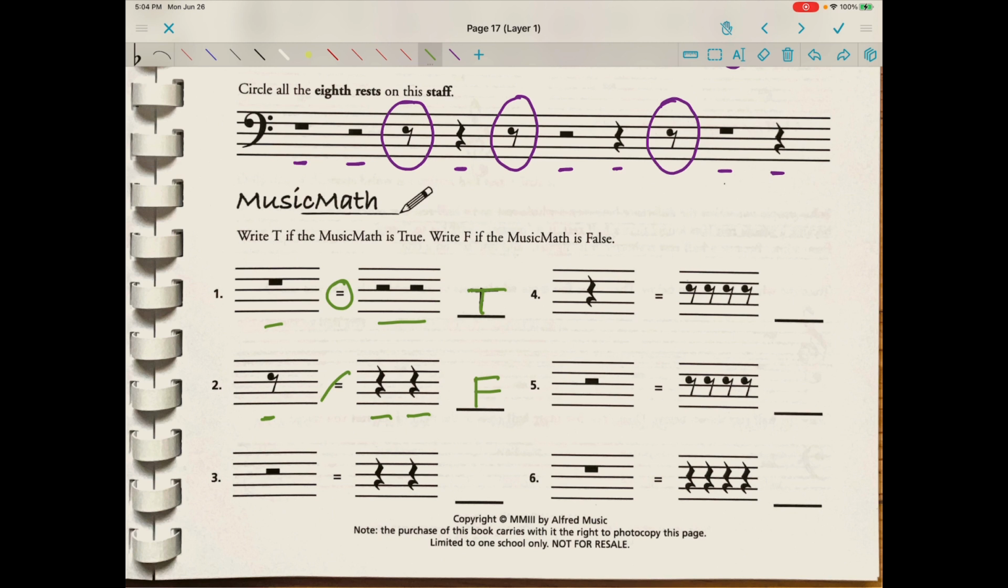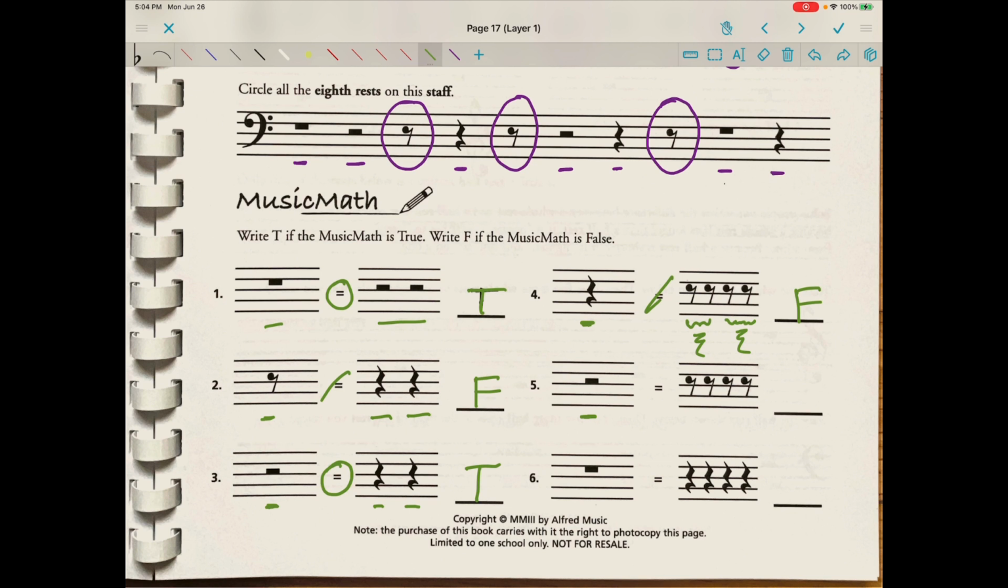All right, so number 3, a half rest, notice it's lighter, it's sitting on line 3, is equivalent to 2 quarter rests. Well, yes, it would be, right? So true. And then a quarter rest is equal to 4 8th rests. Well, let's see here. 2 of them together would be equivalent to 1 quarter rest, right? So no, that's not true. False.